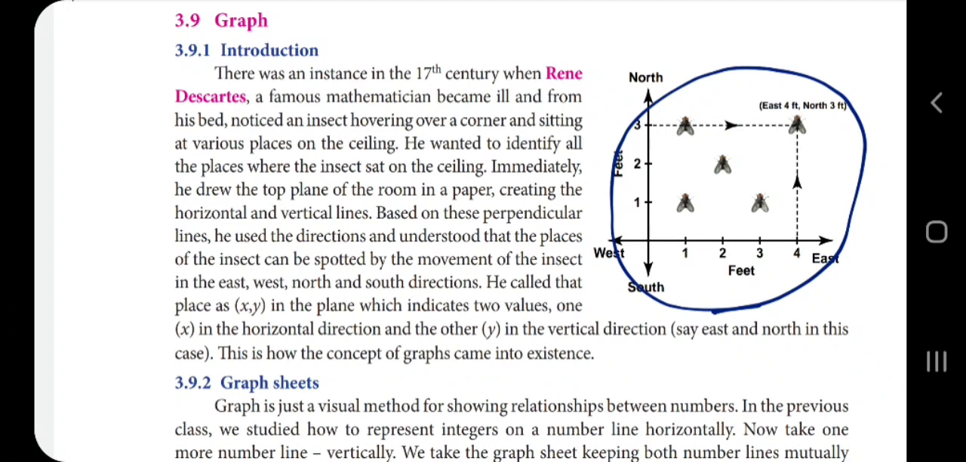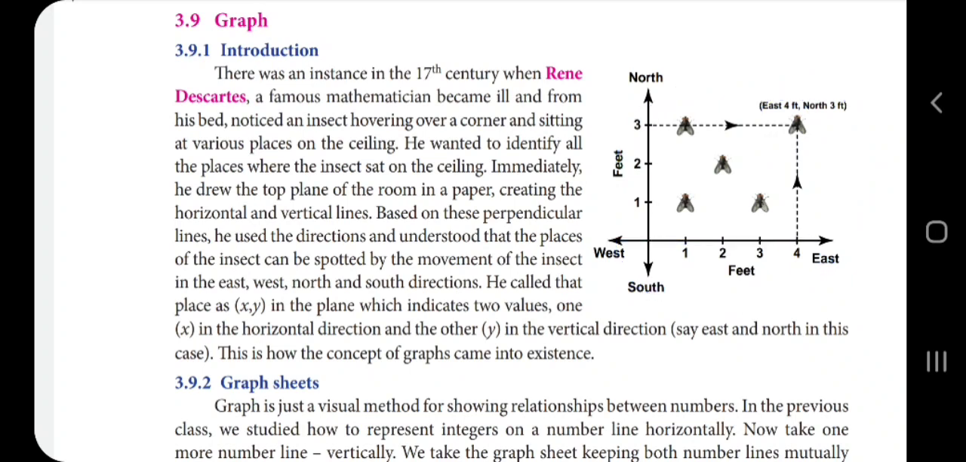So we can name it as x-axis, y-axis. So x, y in the plane indicates two values. For example, if you see this insect, this is placed at x, y. One is x in the horizontal direction, so west to east is the horizontal direction. Then the other one is the vertical direction, north to south. By seeing the insect, he noticed and he drew this graph. So this is how the concept of graphs came into existence.